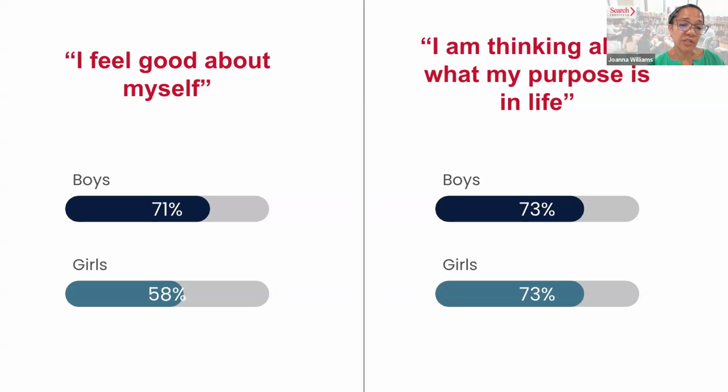So two different elements of positive identity look very different. When we ask young people how they feel about themselves, only 58% of girls were saying that they very often or almost always feel good about themselves, compared to 71% of boys. So we can focus on gender-based comparisons and ask questions about gender categories and gendered expectations, but we can also go a step further.